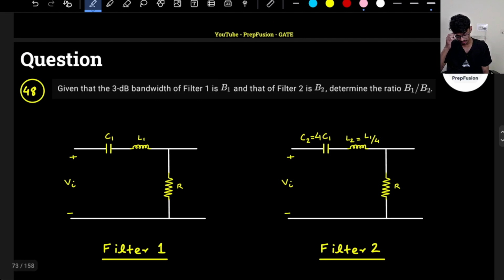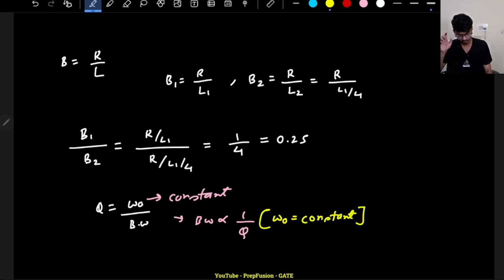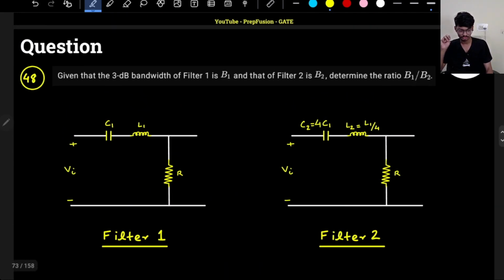You can say here that my bandwidth is inversely proportional to the quality factor. Okay, but a certain condition is there: my omega naught must be constant. That's it basically.